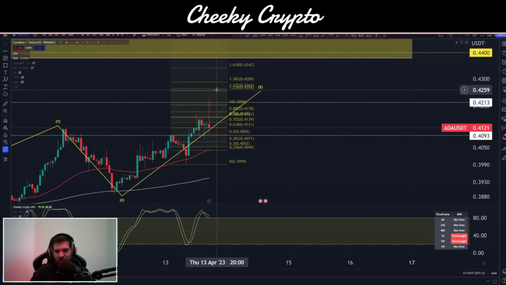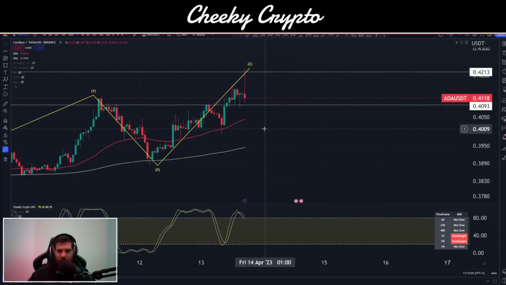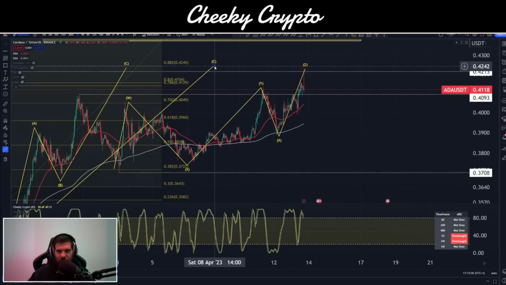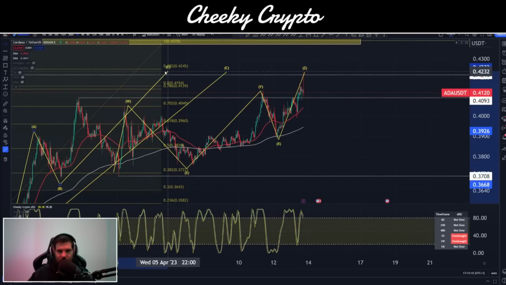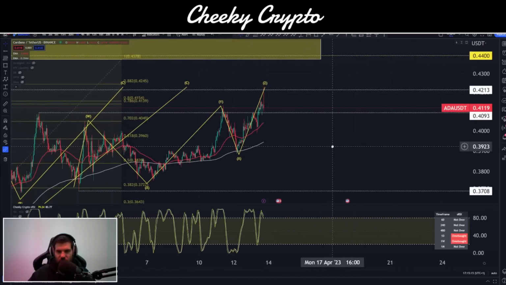So for all intents and purposes, it doesn't have to go higher. That Z wave can be complete right in there. It'd be a little bit too soon to be 100% confident on that. But as you can see, that would complete that C wave overall. So interesting structures for sure.